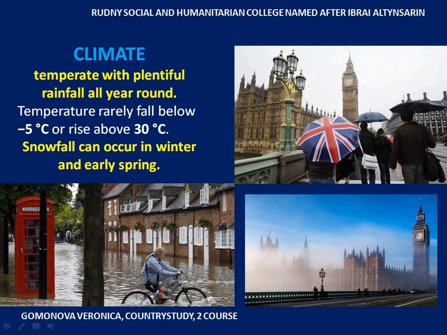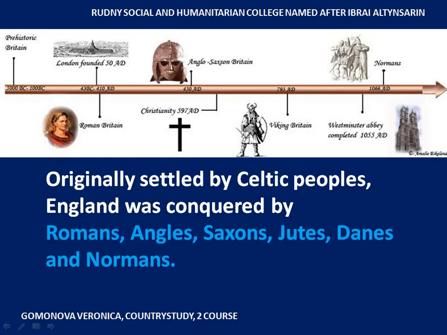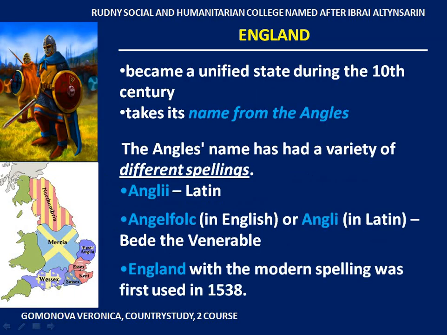Now, we are going to speak about the people living in the country. Originally settled by Celtic peoples, England was conquered by Romans, Angles, Saxons, Jutes, Danes, and Normans. England takes its name from the Angles, one of the Germanic tribes. It used to be known as Angleland, meaning the land of the Angles.